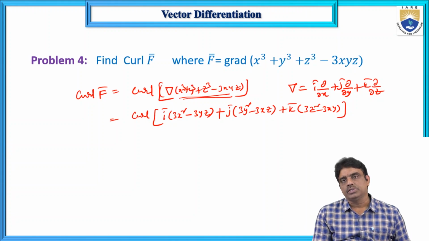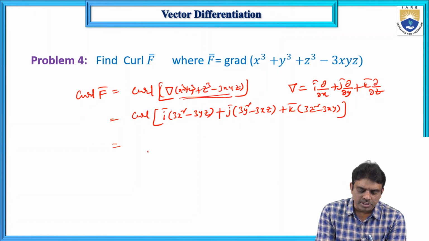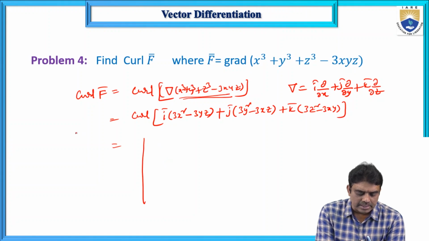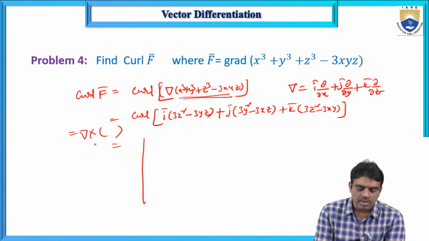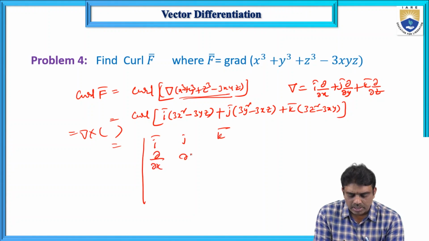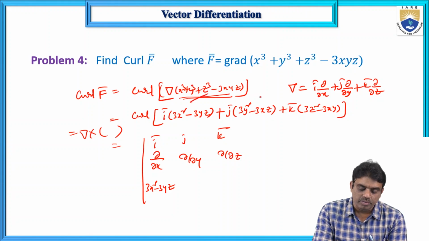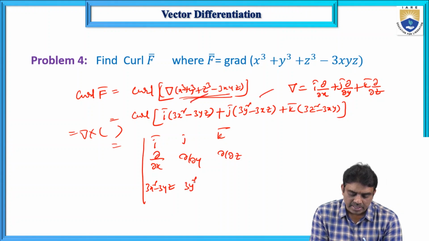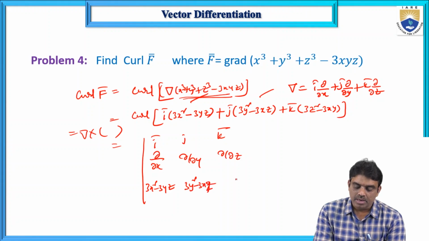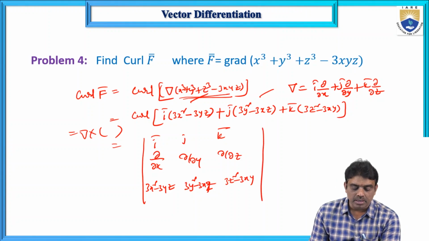So that can be done by using the del operator. On differentiating, you'll get this. Then curl of this one. Curl means del cross of that function. Del cross means the determinant with i bar, j bar, k bar, then del, which is ∂/∂x, ∂/∂y, ∂/∂z, and the last row: 3x² minus 3yz, this is the i bar coefficient, and the j bar coefficient 3y² minus 3xz, and 3z² minus 3xy. So these are the terms involved in the determinant.